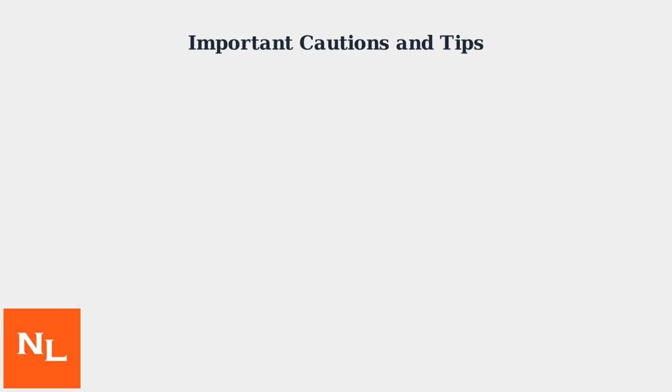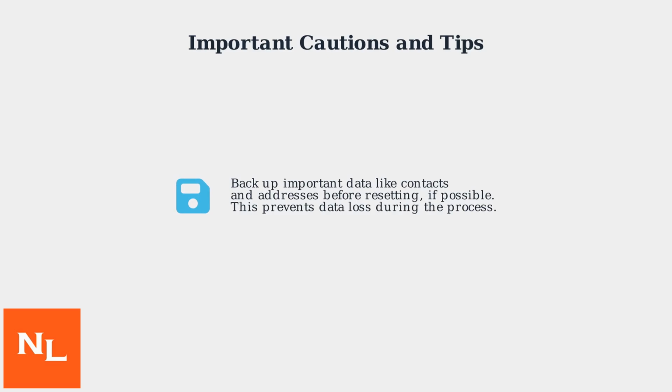Here are some important cautions and tips before performing a factory reset on your Skoda Fabia III infotainment system. First, back up any important data such as contacts and saved addresses before resetting if possible. This preserves your personalized settings and prevents data loss during the factory reset process.